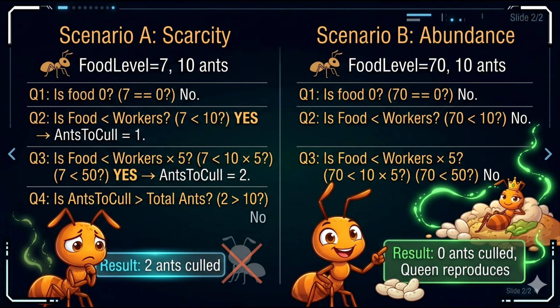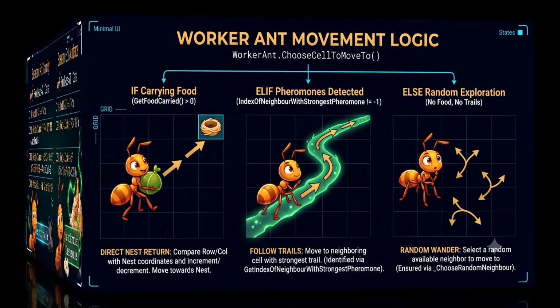Another scenario where food level is 70 and there are 10 ants. Is food 0? No. Is food less than 10? No. 70 is greater. Is food less than 50? No. 70 is still greater. Ants to cull stay 0. And the nest is healthy. So queen reproduction logic runs. And for reproduction, there's a 50% chance of a new ant, and within that, a 2% chance of a new queen ant. So the overall probability of a new queen per stage is 1%.